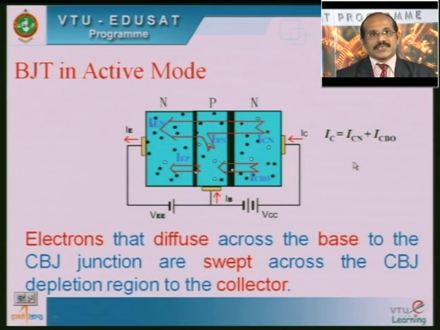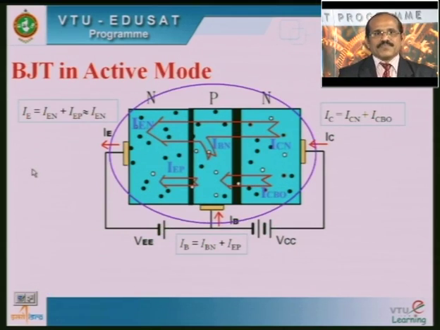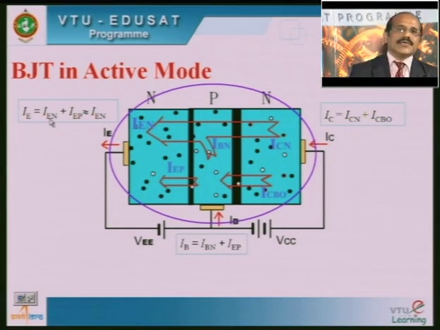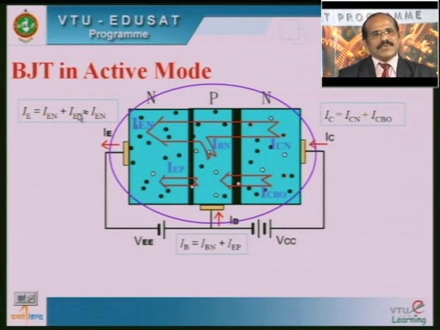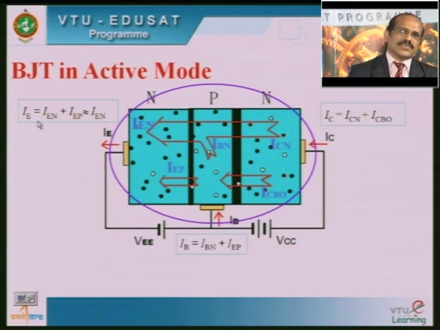Therefore, here you can see that IE is nothing but IEN, that is the emitter current due to electrons, plus IEP, that is the emitter current due to the holes. That is what is indicated. Usually, IEN will be more compared to IEP. So the current contributed by the electrons is more compared to that due to the holes. Therefore, IE can be approximated to IEN.